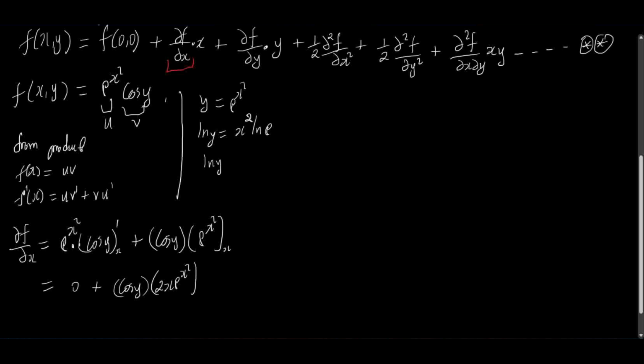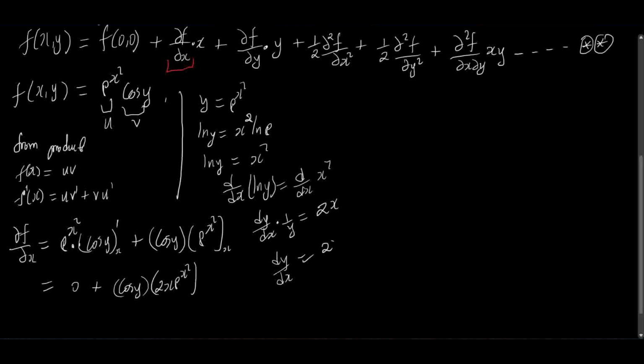So ln y will be equal to x squared. Looking for dy, I'm taking the derivative with respect to x on both sides. The derivative with respect to x of ln y should be equal to the derivative with respect to x of x squared. So this will give us dy over dx multiplied by 1 over y equal to 2x, because we're differentiating with respect to x. So dy over dx, which is what we're looking for, will simply be 2x multiplied by y.